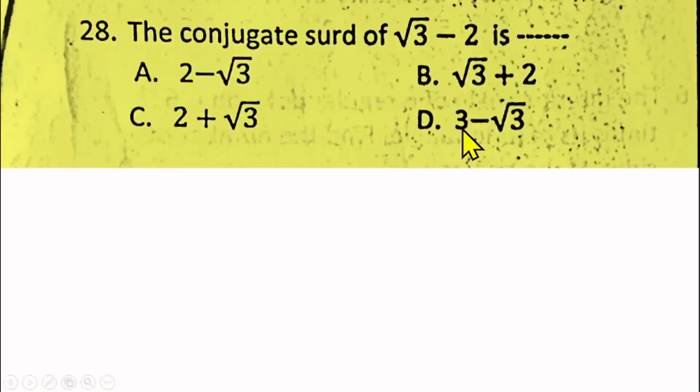Question number 28, we have to find the conjugate of this surd 3 minus 2. What's the conjugate of surd 3 minus 2? That will be surd 3 plus 2, which is option B.